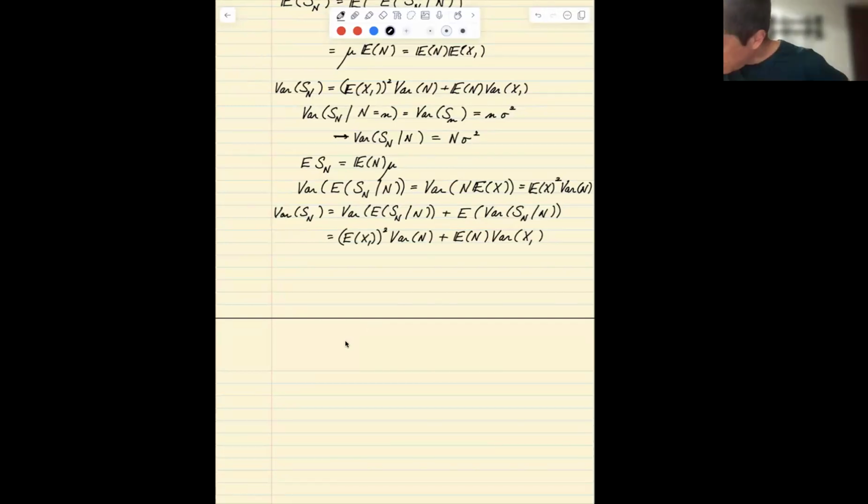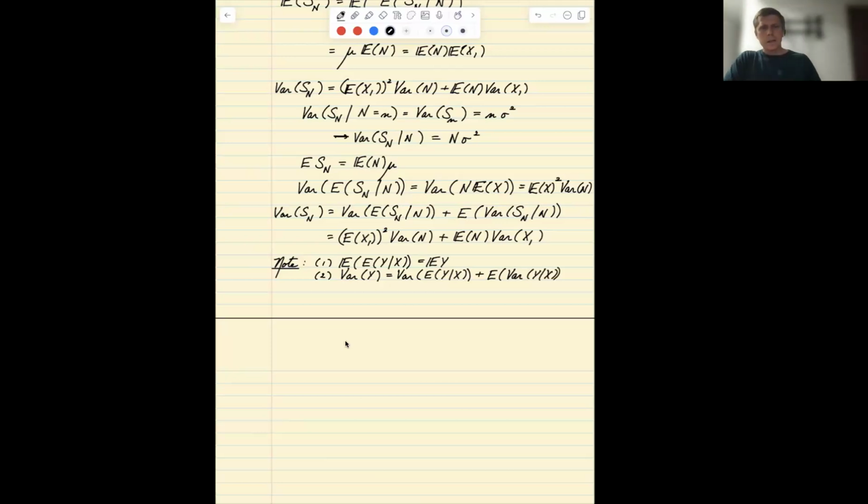So note a few things. First, the expectation of the conditional expectation of Y given X is the expectation of Y. Second is that variance of Y is variance of expectation of Y given X plus expectation of variance of Y given X. Okay. How do we show that?